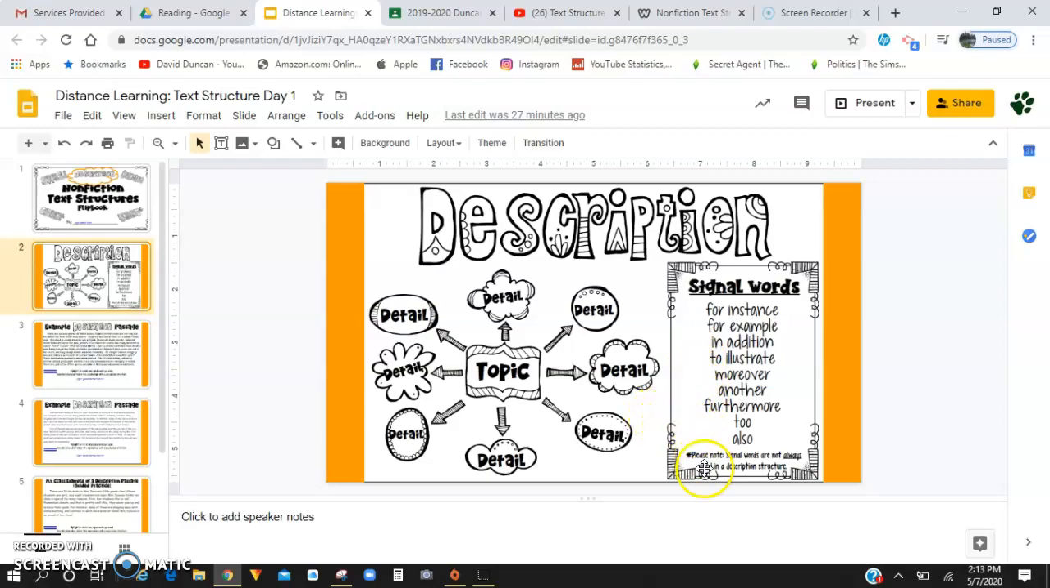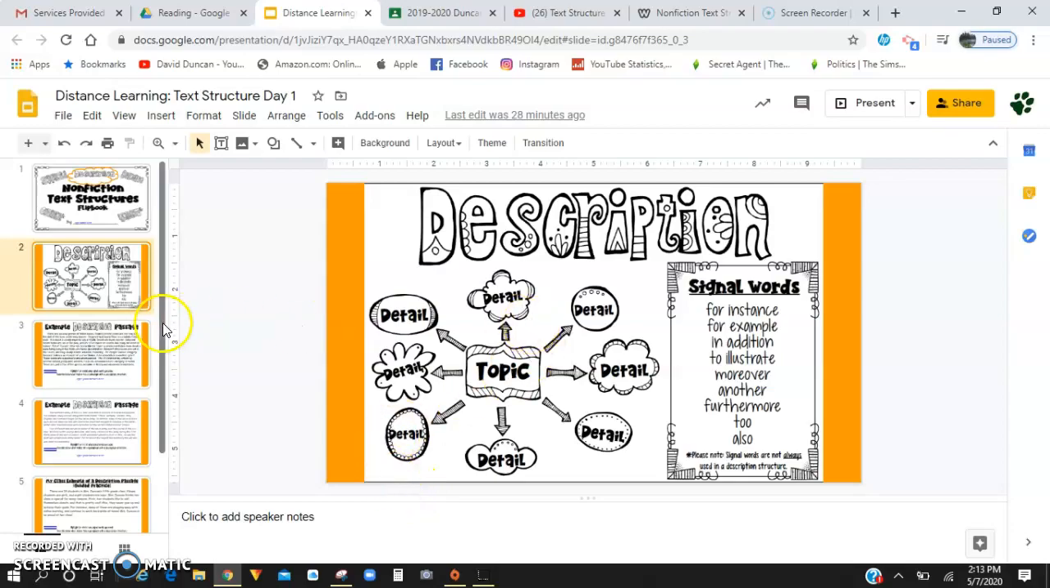And it's important to note that signal words are not always used in description structure. There can be a lot more words used to let you know that it's a description text structure, but you also have to take a step back and ask yourself, when an author is using description, okay, what is the topic and how are they providing additional details about that topic?